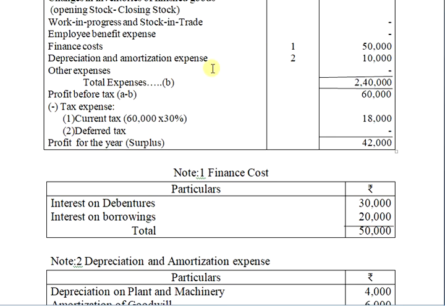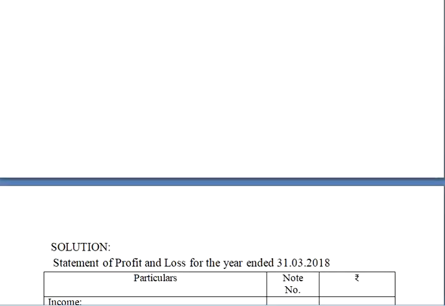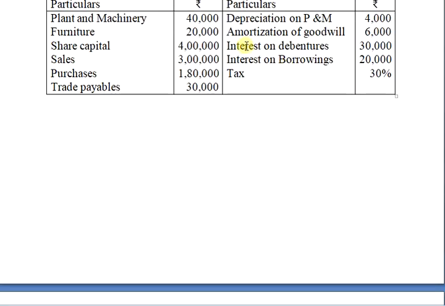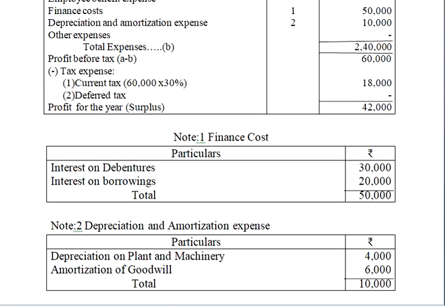Depreciation and amortization expenses, note number 2, 10,000. I have already explained it. Depreciation on plant and machinery, how much is there? 4,000. Amortization of goodwill, how much is there? 6,000. Both put together, it comes under where? Depreciation and amortization expenses. See here, note number 2: depreciation on plant and machinery 4,000, amortization of goodwill 6,000, total it becomes how much? 10,000. So depreciation and amortization expenses is of 10,000.